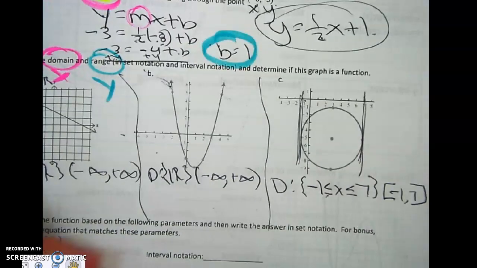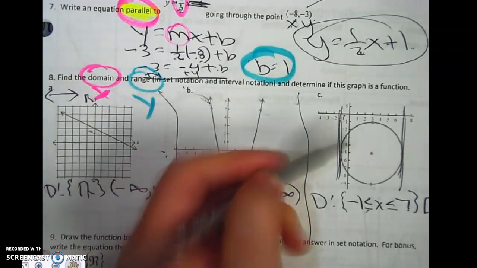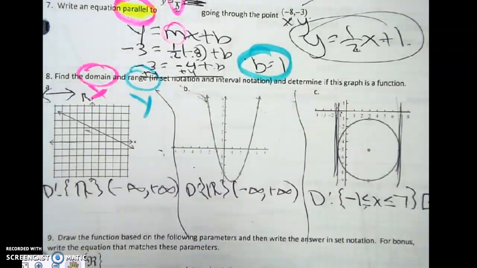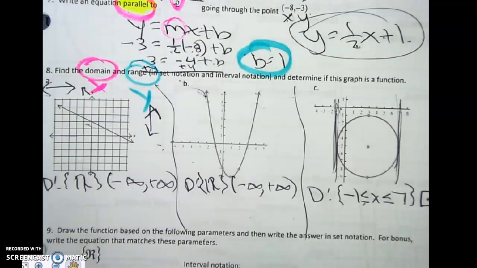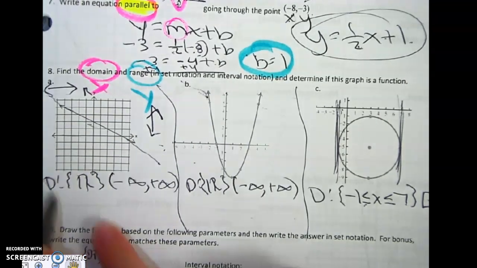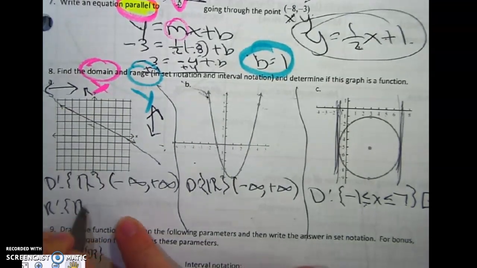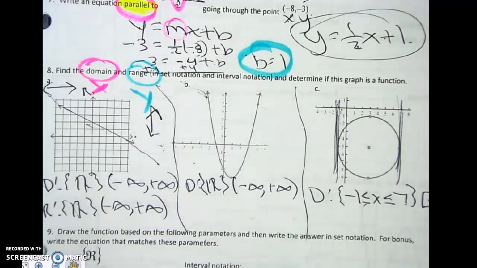So I just did everything domain, so you can see the relationships. Everything right, everything left. Everything right, everything left. Limit, limit, in between. Now the range is everything up, everything down. Well, if you look, it's going up and up forever, and it's going down and down forever. So the range is all real numbers, -infinity to +infinity.